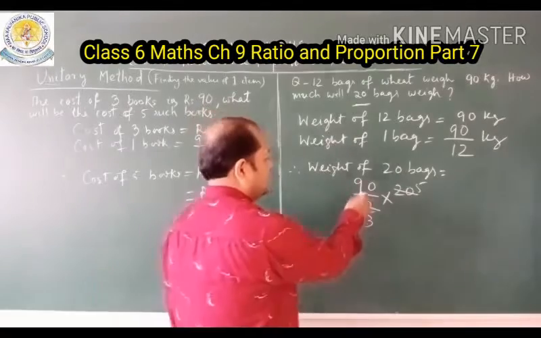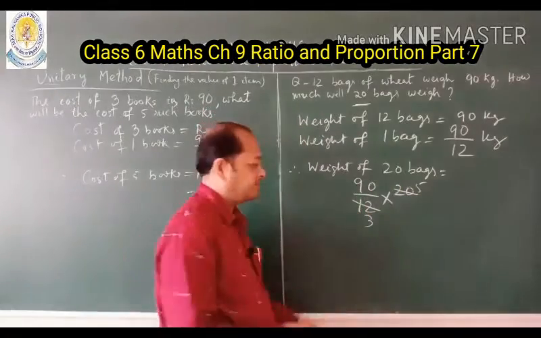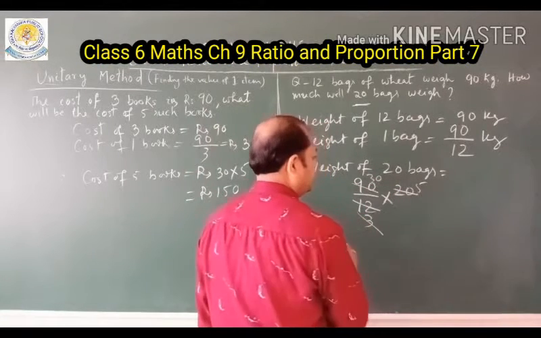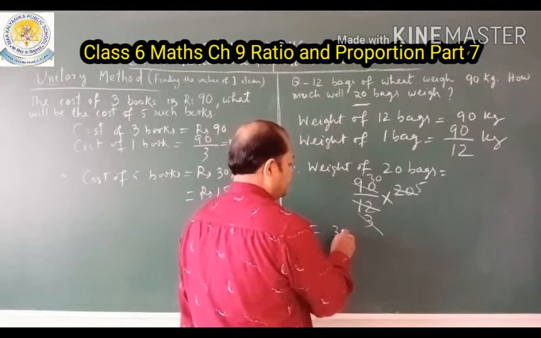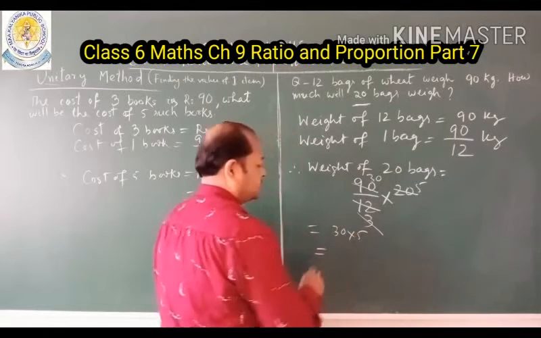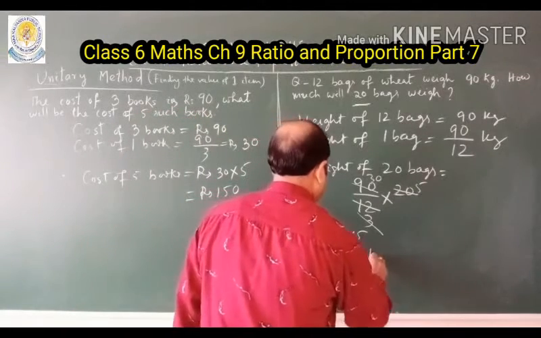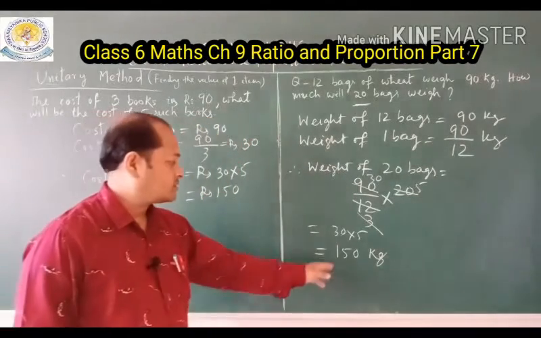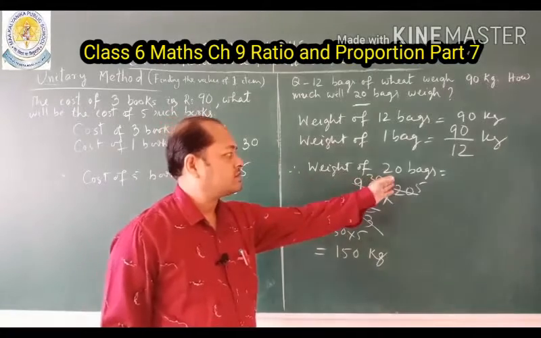Okay. Now 90 and 3. It is divisible. 90 is divisible by 3. So 3 3s are 9, here 30. So what solution are we getting here? 30 into 5. How much is 30 into 5? That is 150. What is 150? The unit is kg. So 150 kg is the weight of how much? 20 bags.